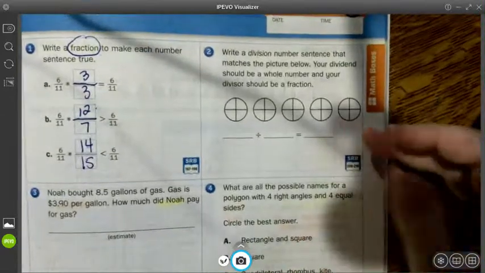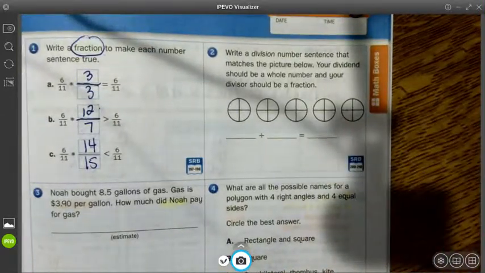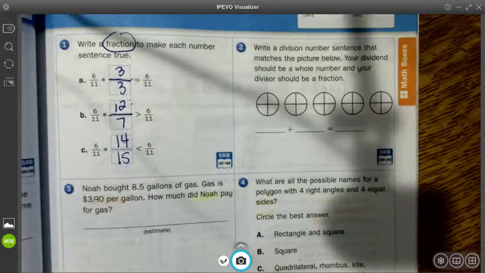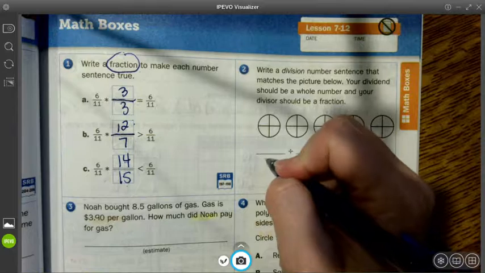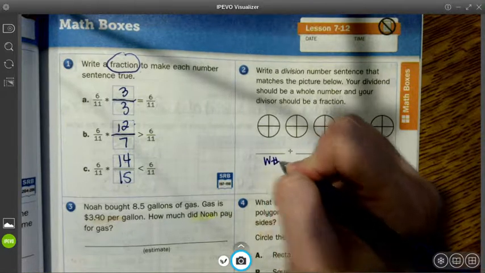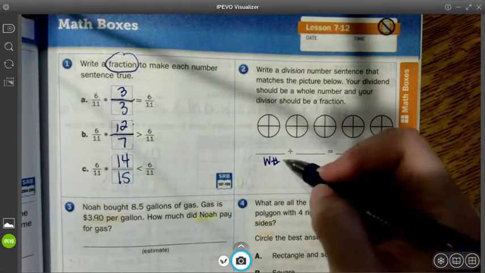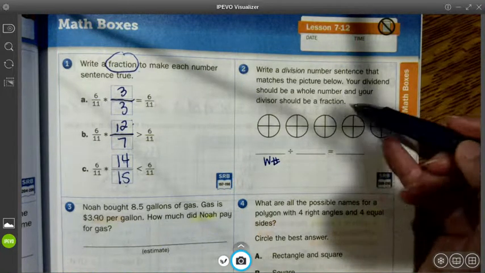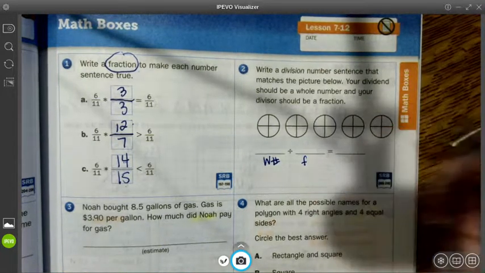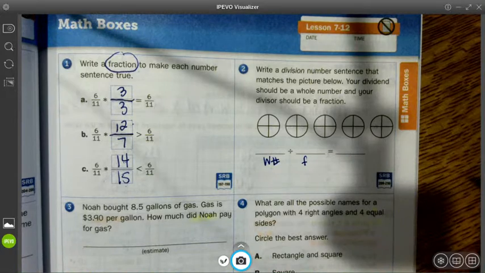Okay, let's move on to number 2. Number 2 says, write a division number sentence that matches the picture below. Your dividend should be a whole number. So this one is going to be a whole number. And your divisor should be a fraction. So this one's going to be your fraction.